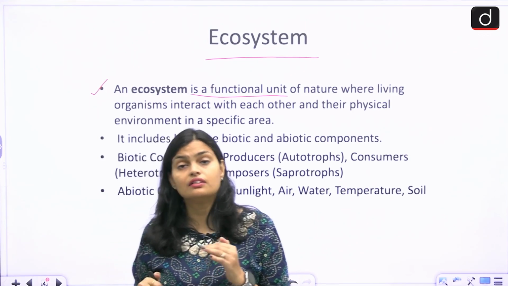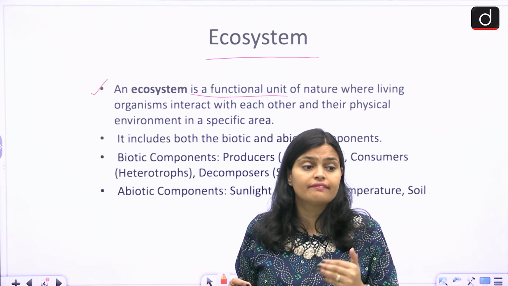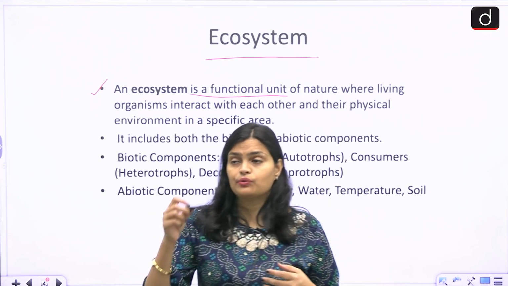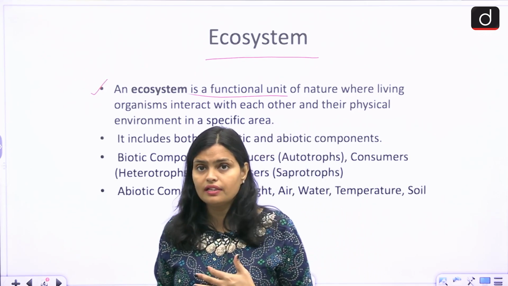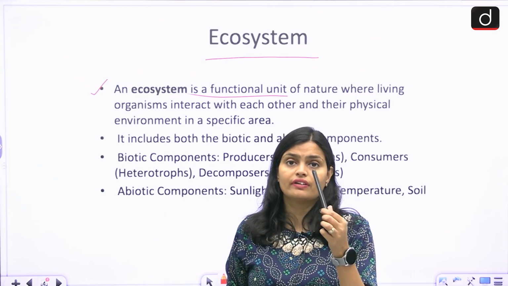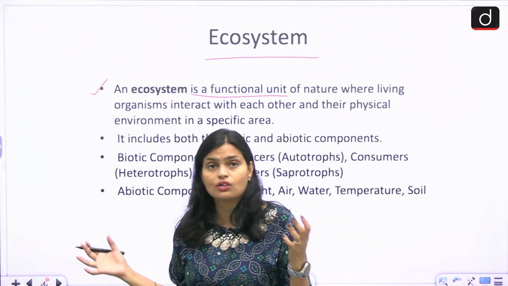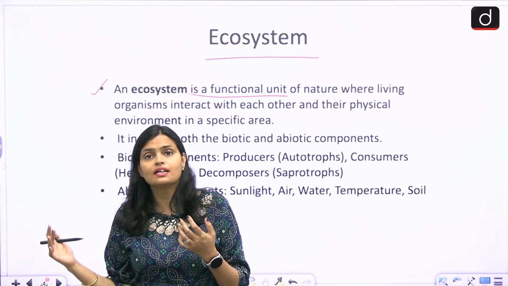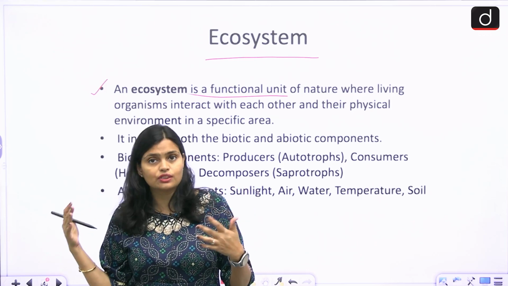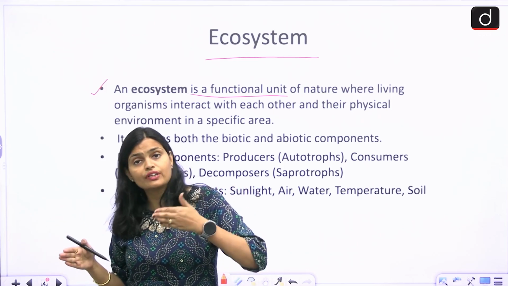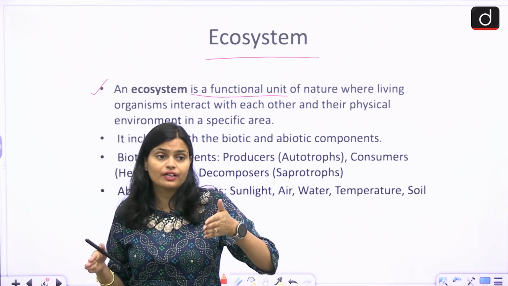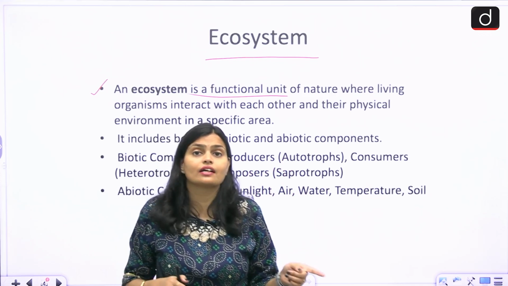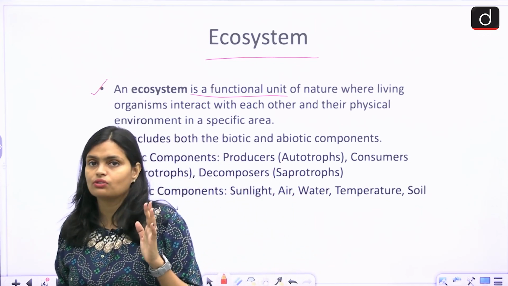Apart from that, the living organisms also connect with non-living objects. I am using this pen. So I am a living organism and I am using this non-living object. I am using this house. The house is again made up of bricks and all, which is non-living. So again I am having an interaction with the non-living. So an ecosystem is a place where living beings interact with each other, as well as there is an interaction between living and non-living things also.